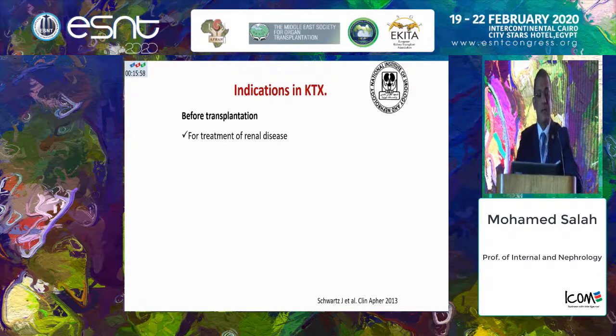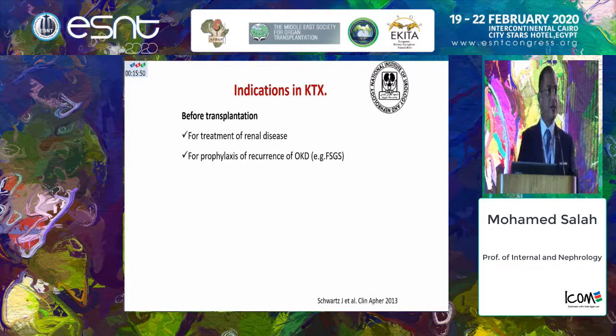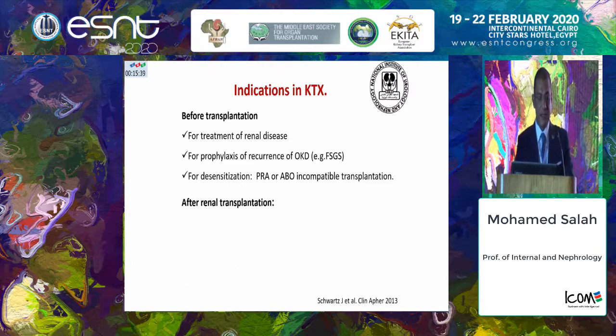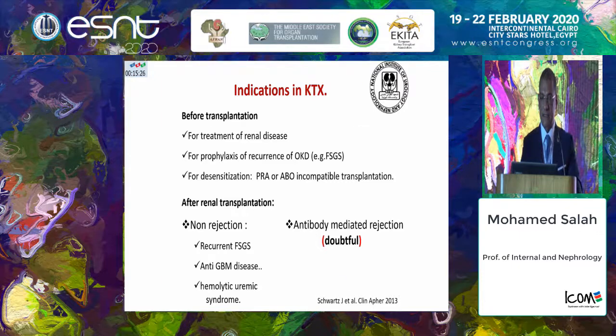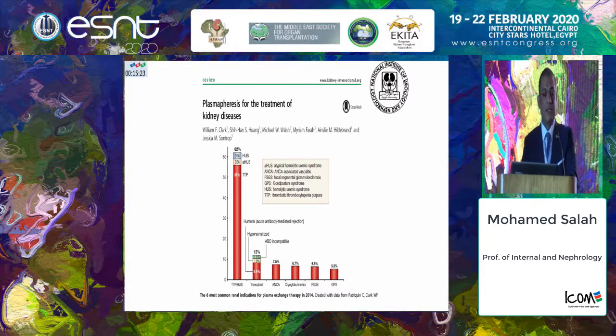In kidney transplantation, the indications: we have before transplantation for treatment of renal disease, for prophylaxis of recurrence of original kidney disease, example in FSGS, and for desensitization, PRA or ABO incompatible transplantation. After renal transplantation, for non-rejection reasons like recurrence of FSGS, anti-GBM disease, hemolytic uremic syndrome, or in antibody-mediated rejection, though it is doubtful nowadays.